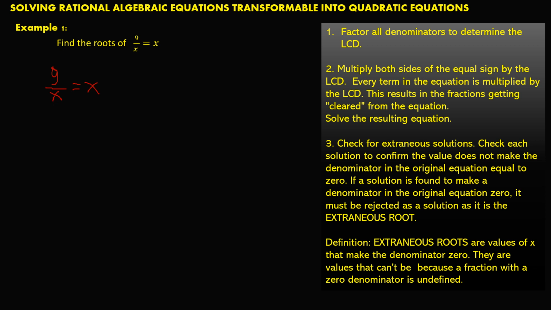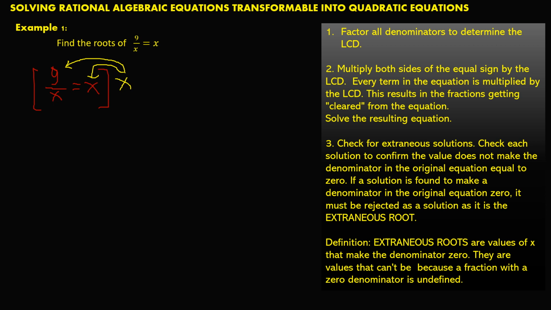Then after finding the LCD, multiply both sides of the equal sign by the LCD. So we have to multiply the whole equation by the LCD, or the least common denominator. Since our least common denominator here is only x, then x is the only multiplier to the whole equation. After identifying the multiplier, which is the LCD, we have to distribute x to all the terms.